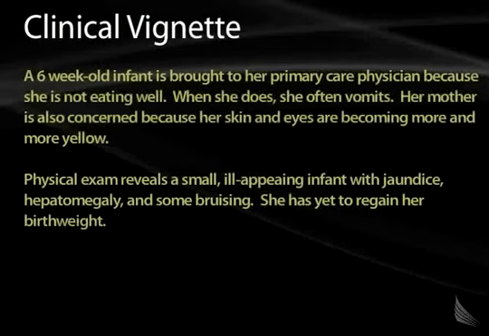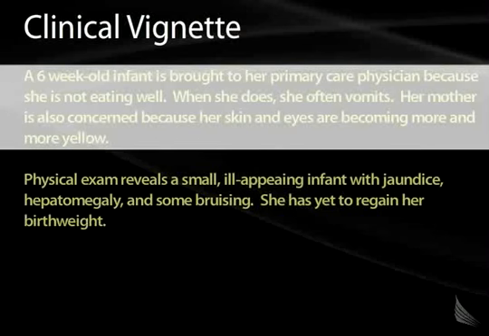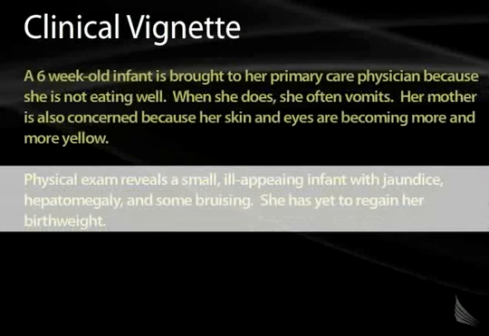Now, just like we had problems with fructose metabolism, we can have problems with galactose metabolism as well, as illustrated in the following clinical vignette. A 6-week-old infant is brought to her primary care physician because she's not eating well. When she does eat, she often vomits. Her mother is also concerned because her skin and eyes are becoming more yellow. Physical exam reveals a small, ill-appearing infant with jaundice, hepatosplenomegaly, and some bruising. She has yet to regain her birth weight.